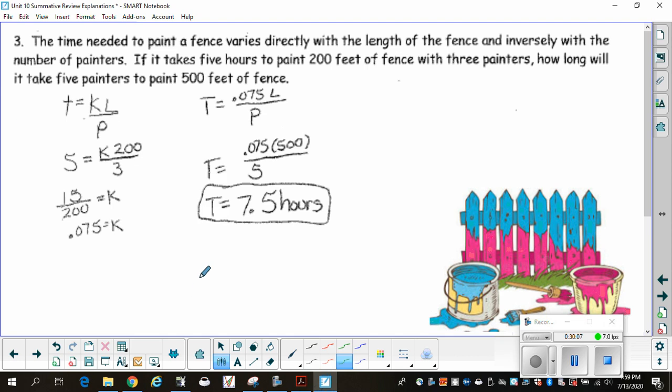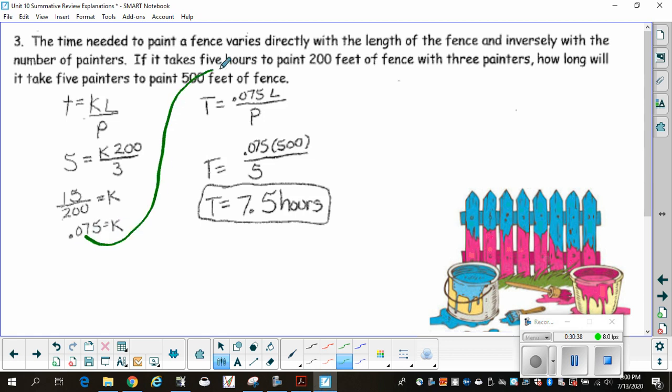Number 3: the time needed to paint a fence varies directly with the length of the fence and inversely with the number of painters. Time varies directly with the length and inversely with the painters. So this is a combined variation. You take what you know. It takes 5 hours to paint 200 feet using 3 painters. Multiply both sides by 3 and divide both sides by 200, and you get 0.075.